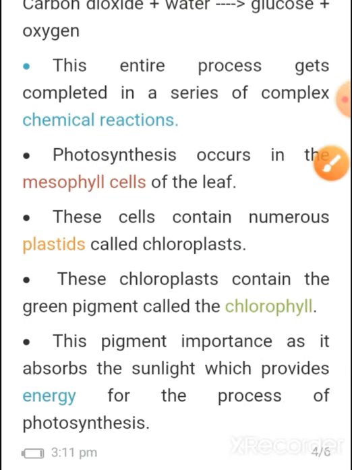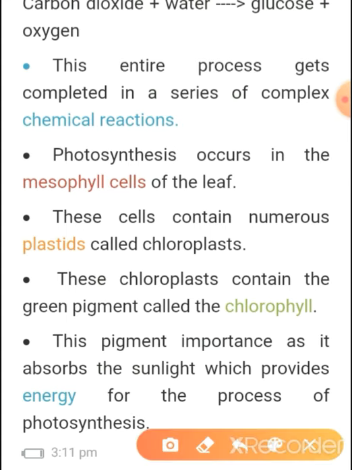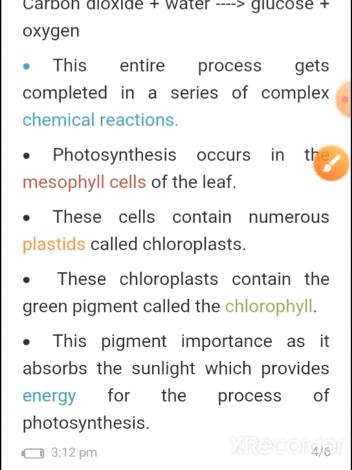Now photosynthesis is represented as follows. In the presence of sunlight and chlorophyll, carbon dioxide and water react and combine together and form glucose and oxygen. Now this entire process gets completed in a series of complex chemical reactions.